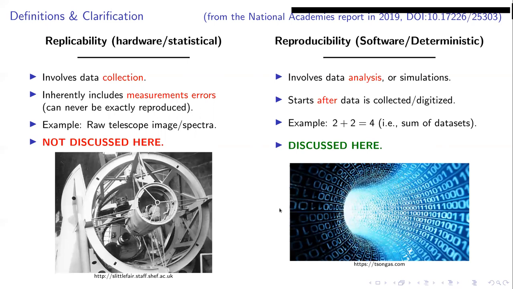So this subject of how to collect data in a reproducible, replicable way for the future is the subject of replicability. It's of course very important, but it involves data collection and is very different from field to field. For example, in medicine, like for the COVID vaccine, there are different ways than in astronomy or biology or geology. So this is very field specific. So we're not going to be talking about it here.